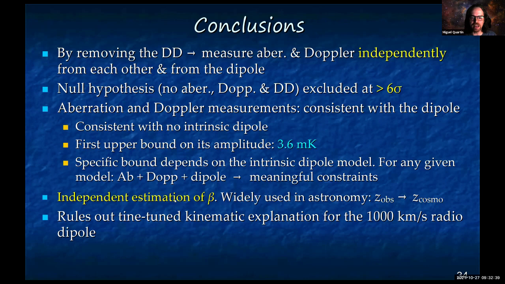And this is important because velocity is widely used in astronomy to convert the observed redshift into the cosmological redshift, or CMB-centric redshift. So if the velocity is wrong for some reason, you are making mistakes in all your redshifts, okay?